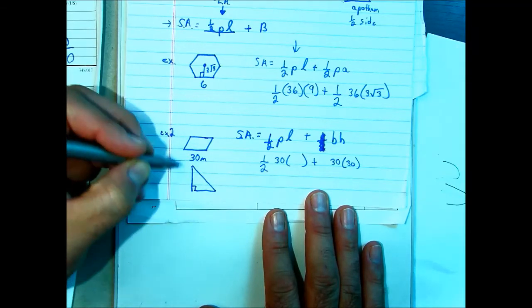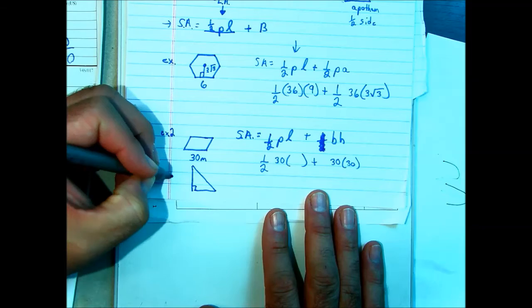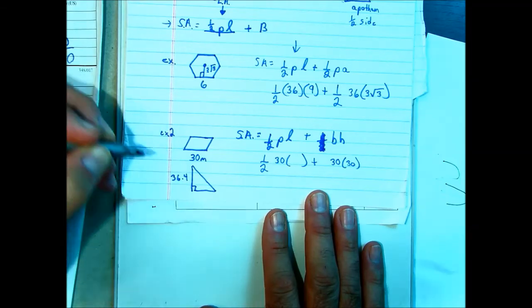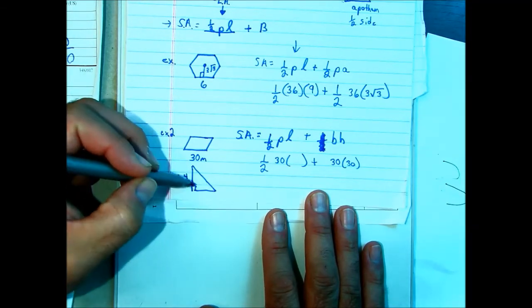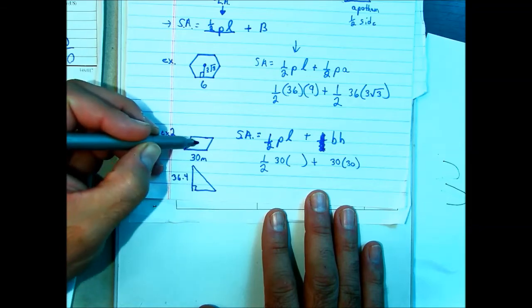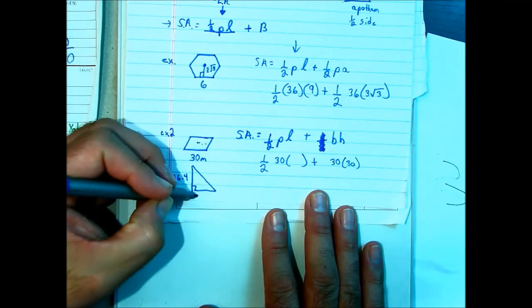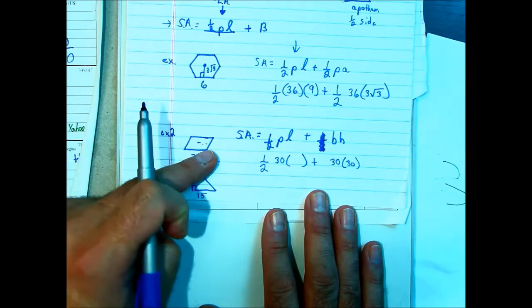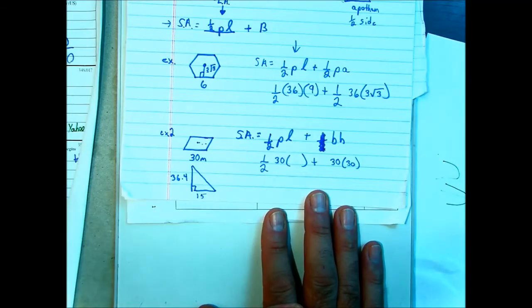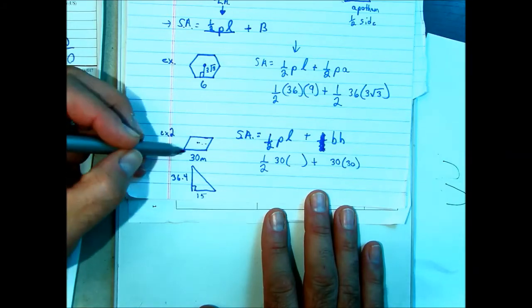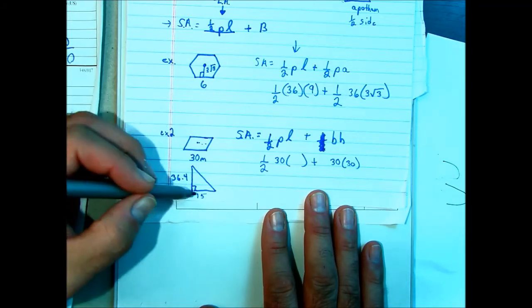So I do have the height of the shape. They tell me it's 36.4. And then they give me a piece of the bottom. You should know that the piece of this bottom is 15, because it's always half the distance across, right? Makes sense? The whole distance across would be 30. I start here and go, there's 15.